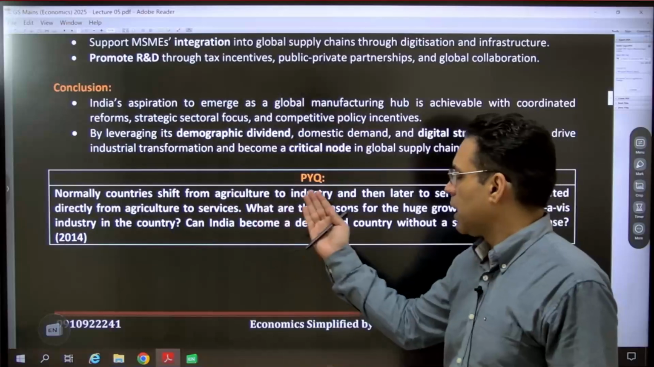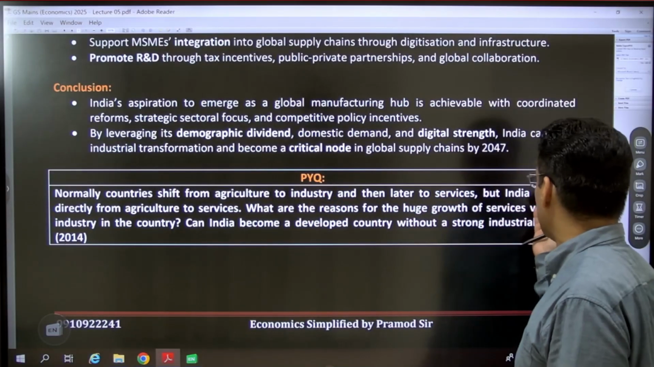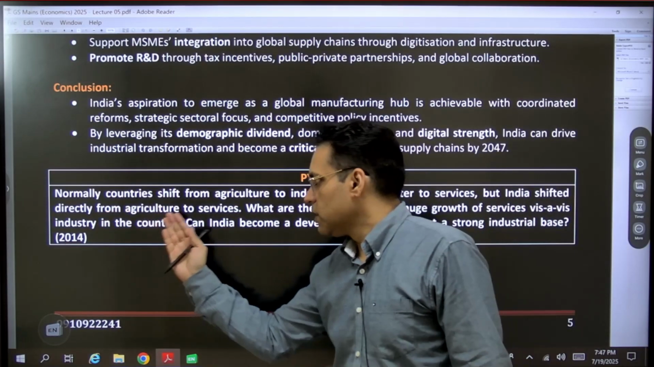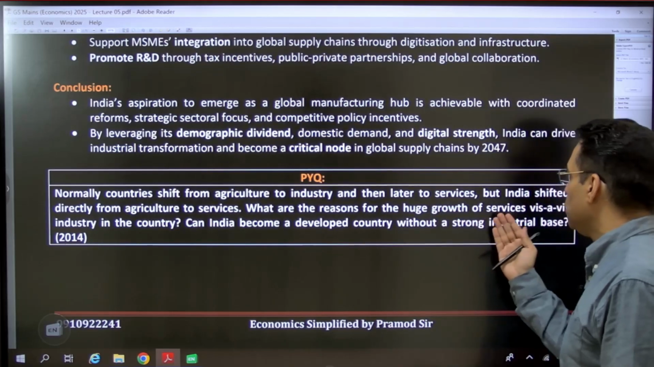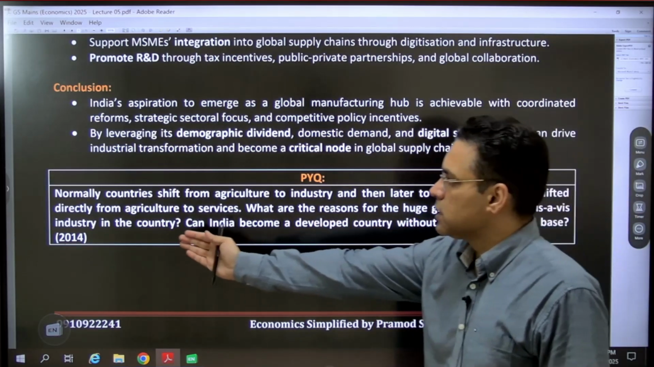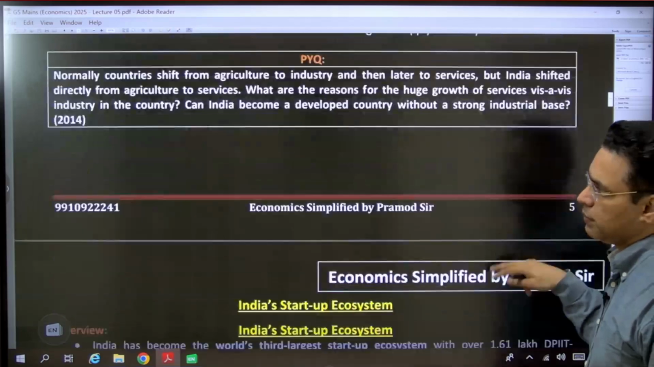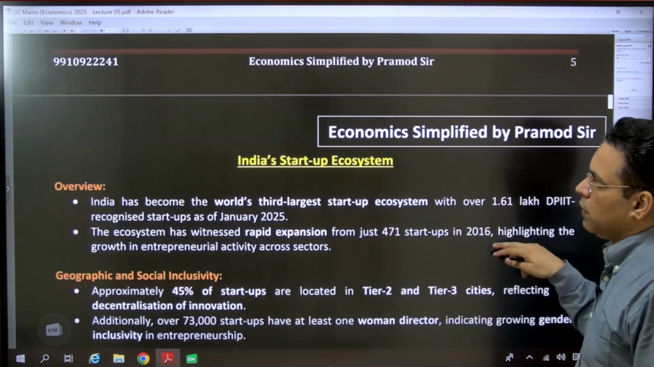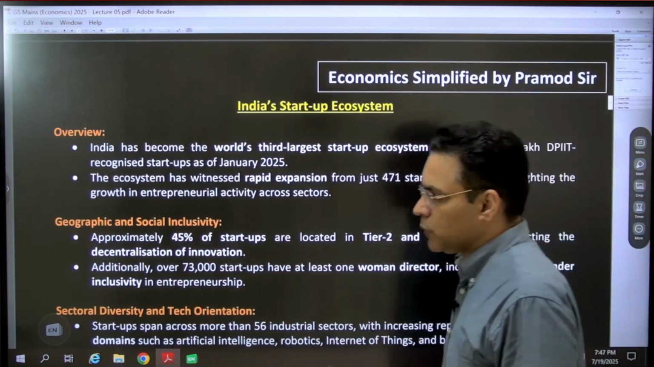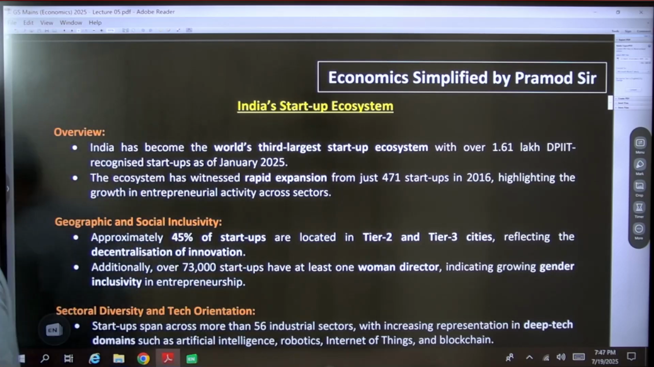Normally countries shift from agriculture to industry and then later to services, but India shifted directly from agriculture to services. What are the reasons for huge growth of service sector vis-a-vis industry in the country? Can India become a developed country without strong industrial base? Okay, I hope you're getting it right.